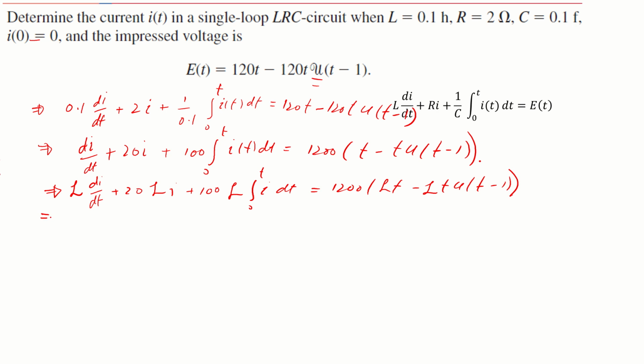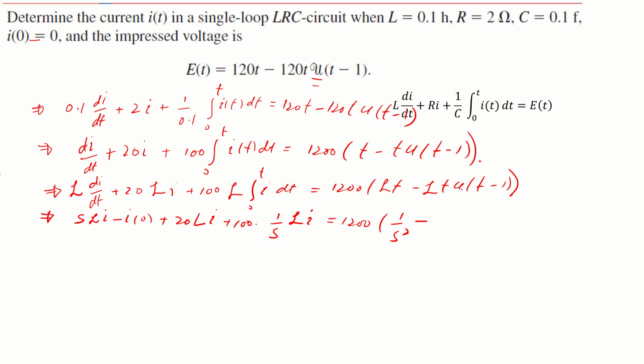So by using that rule, Laplace of di/dt can be written as s times Laplace of I minus I(0), plus 20 times Laplace of I, plus 100 times the Laplace of the integral, which is 1 over s Laplace of I, equals 1200 times Laplace of t, which is 1 over s squared.